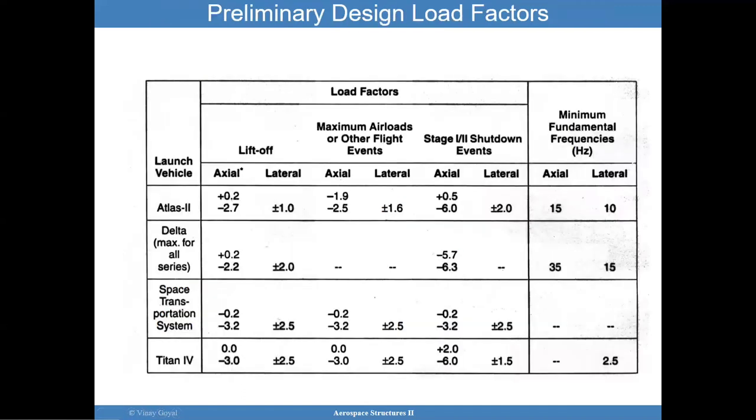For preliminary design, the load factors that can be used in the launch vehicle design can be performed with the factors provided here. Here, for the Atlas, Delta, the Space Transportation System, or STS, and then the Titan IV, you can see examples of the types of load factors that were used in the preliminary design.